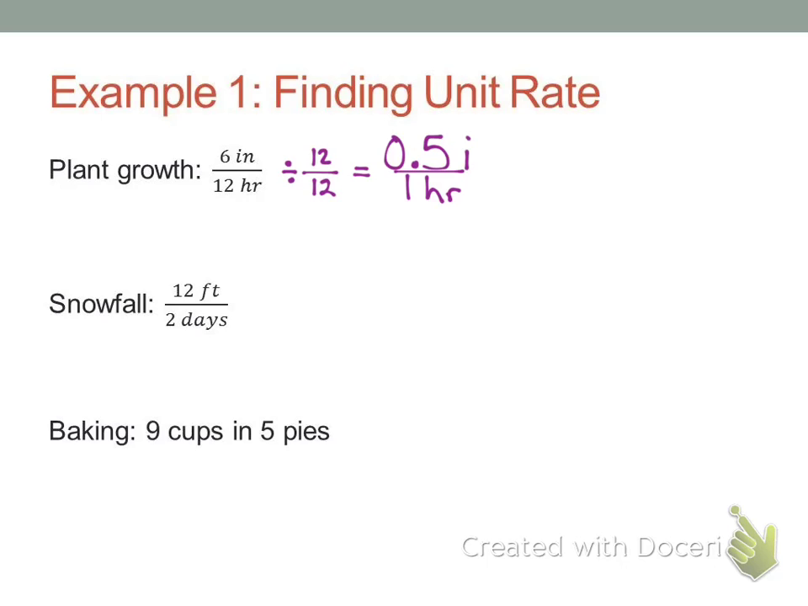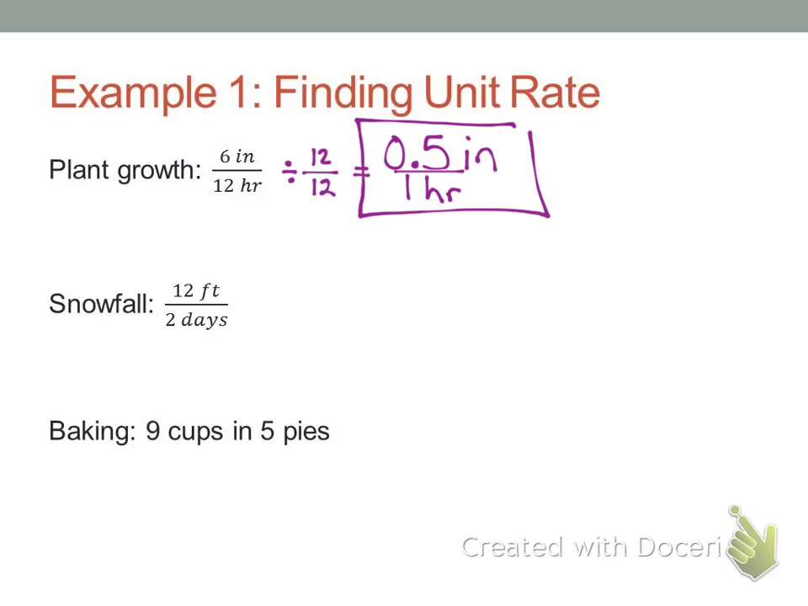And it's important that you label the unit rates. If you don't label your unit rates, you don't get credit. The label is everything. It's not just a 1/2. You have to label unit rates. So here's what it's saying: if a plant grows 6 inches in 12 hours, it grows 1/2 inch in 1 hour. So how much per hour?